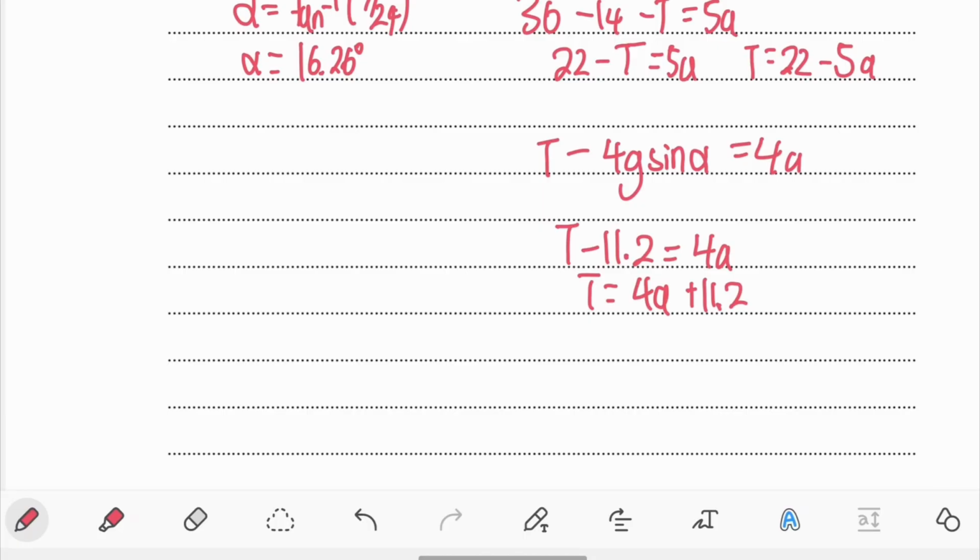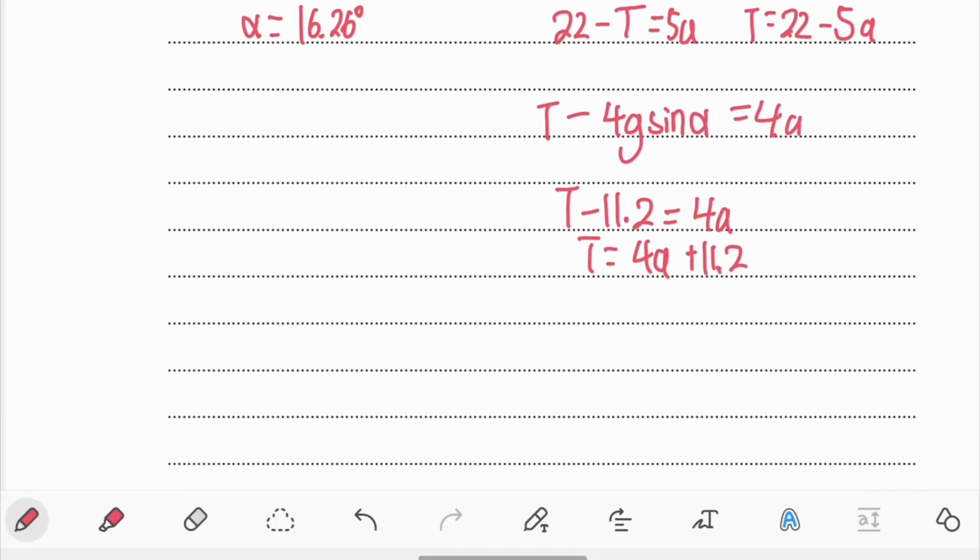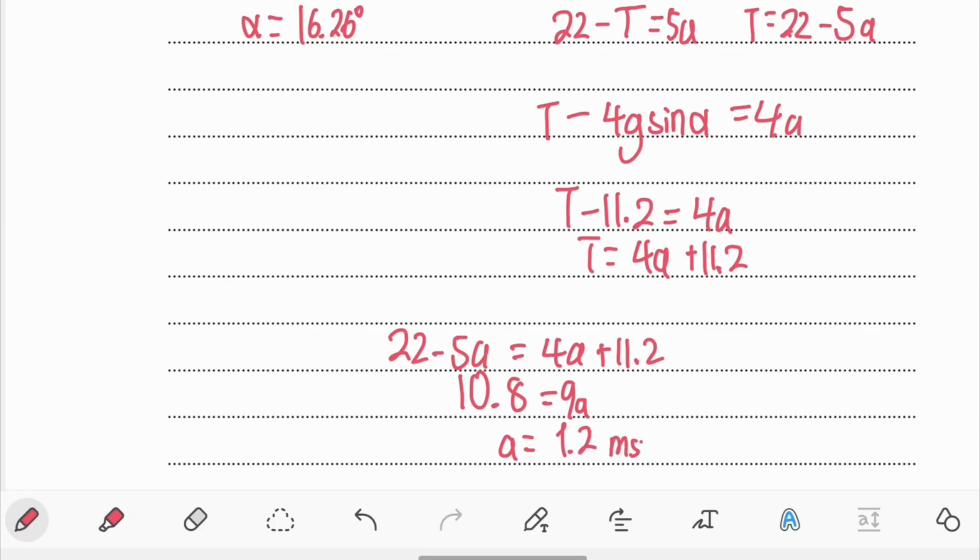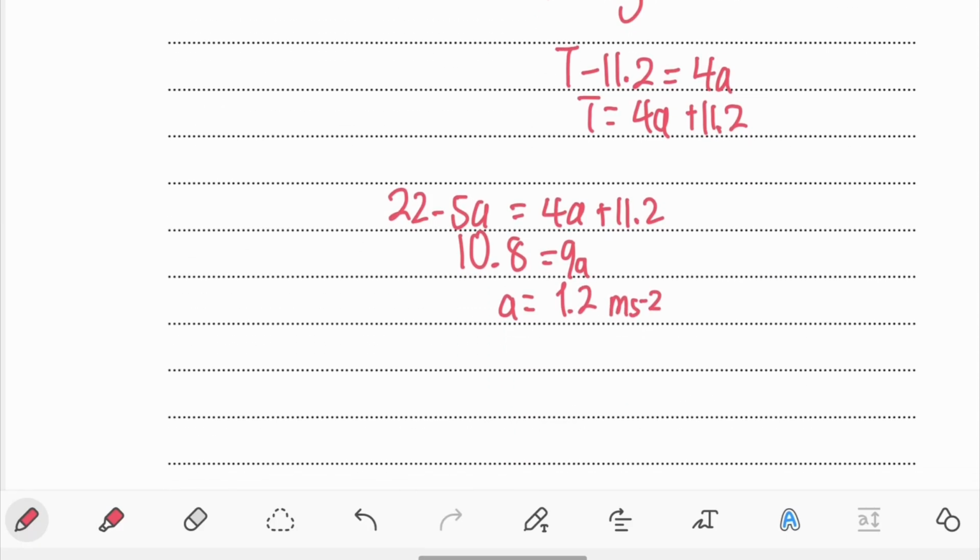So now if we combine those, since T appears in both, we can just substitute it in. So we get this equation, and you just solve this equation in order to get the value of a. So 10.8 is equal to 9a. Therefore, a is equal to 1.2 meters per second squared. And now just substitute this value of a into any of your T equations, doesn't matter which one. If you've done it correctly, you should get the same thing. So basically, T is equal to 16 newtons exactly.